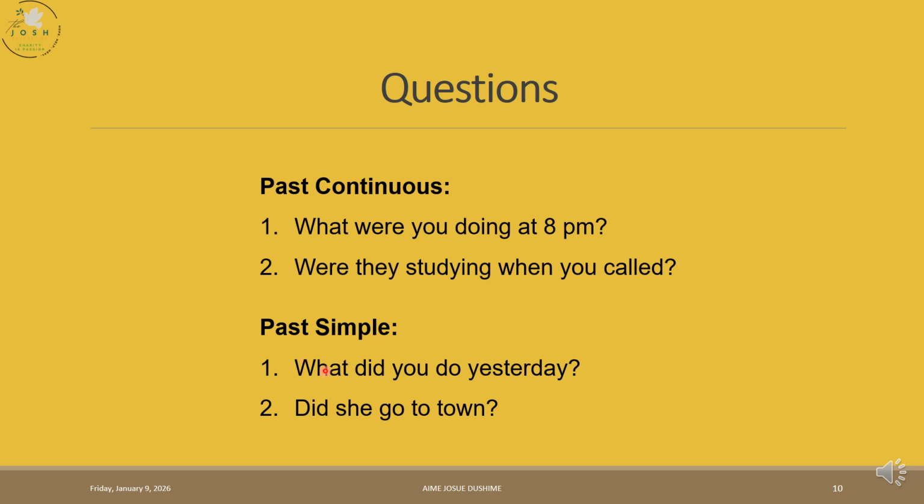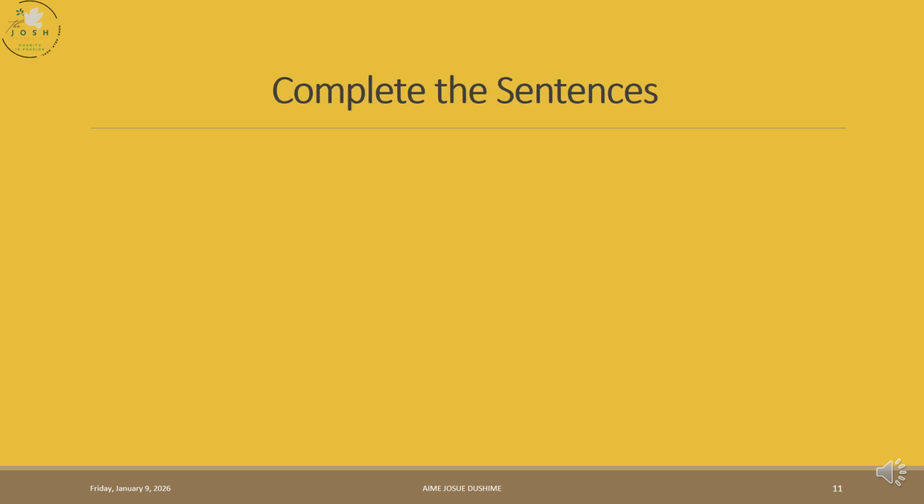The past simple is very easy. The equation is WH plus did plus subject plus V1, and the yes/no form is did plus subject plus V1. What did you do yesterday? Did she go to town?